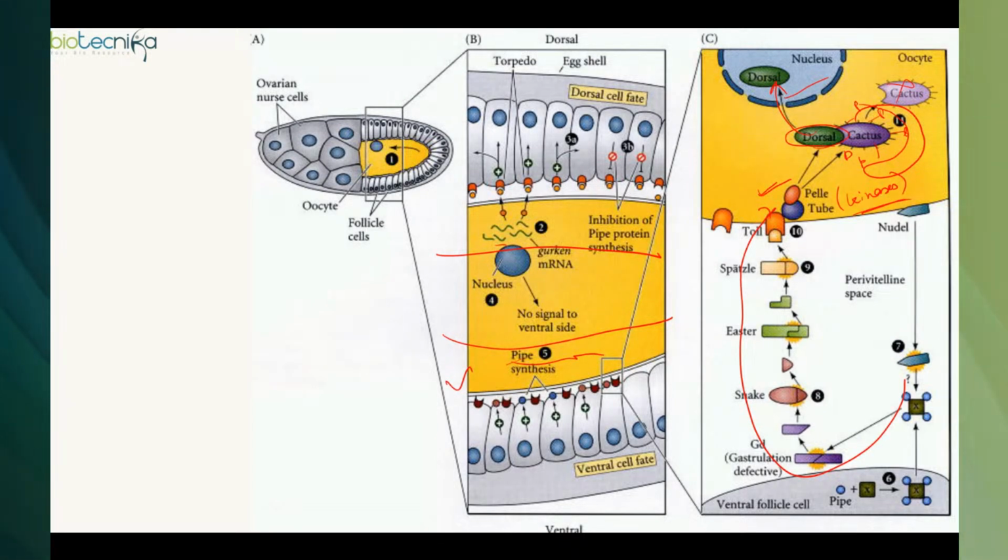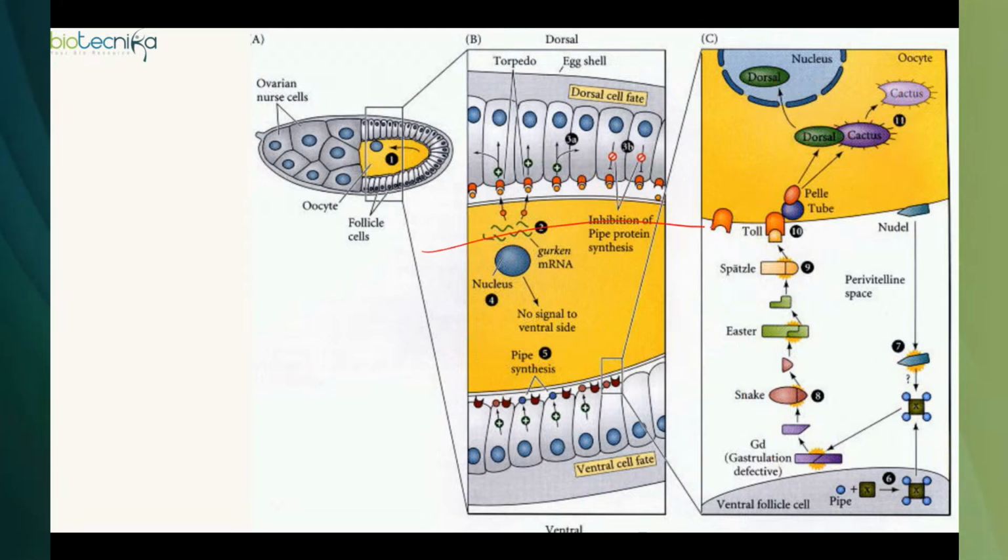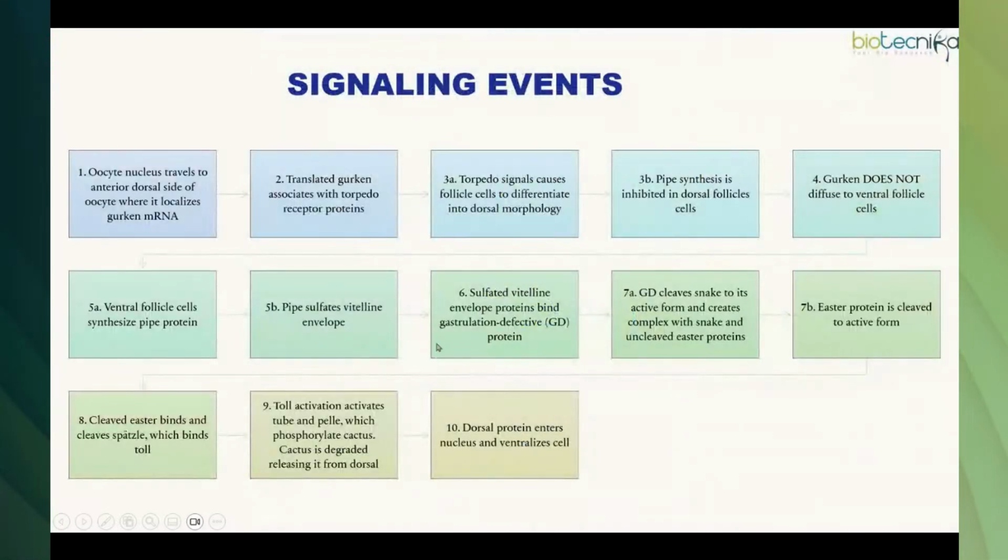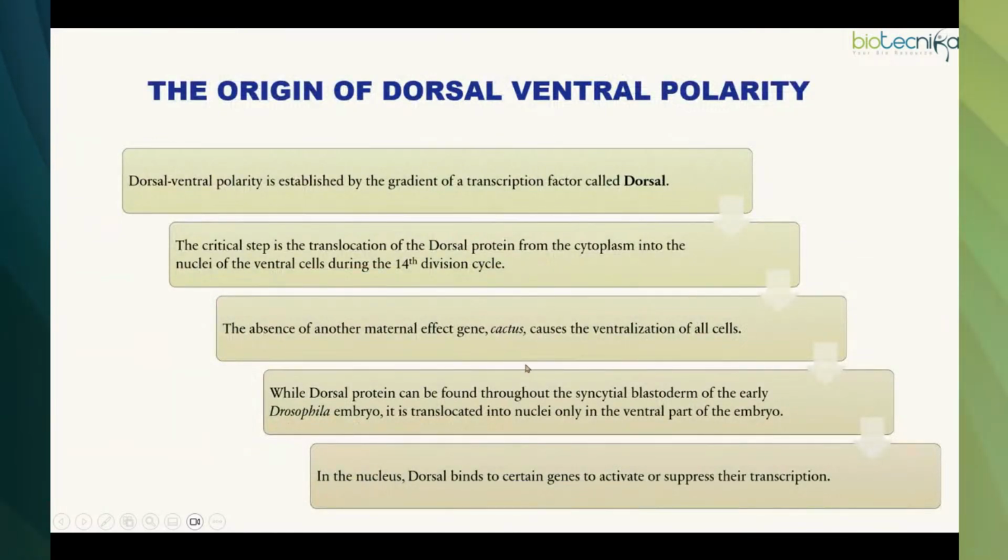Okay, so here we have the dorsal side which is present. Okay, there is no pipe protein signaling. Because of that, towards the dorsal side, the cactus will not be degraded. Okay, because Pelle and Tube on this side will not be activated. And if cactus is not degraded, then dorsal will not be free and it cannot enter the nucleus in the dorsal side. So automatically they will cause dorsalization. Ventralization cannot be done. So these are the events which I just explained here.